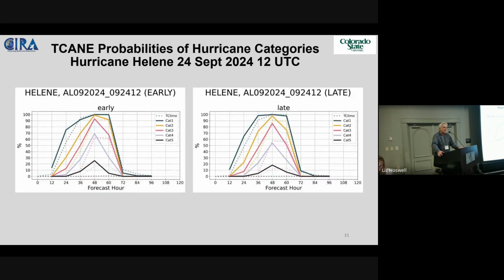Next slide. Some other products. These are just the probabilities of a category 1, 2, 3, 4, or 5 hurricane compared to climatology for that same Helene case. If you just focus on the purple line there, the probability of category 4 was greater than 60%, and the same thing with the late model. Everything was pointing to this being a really strong storm. Next slide.